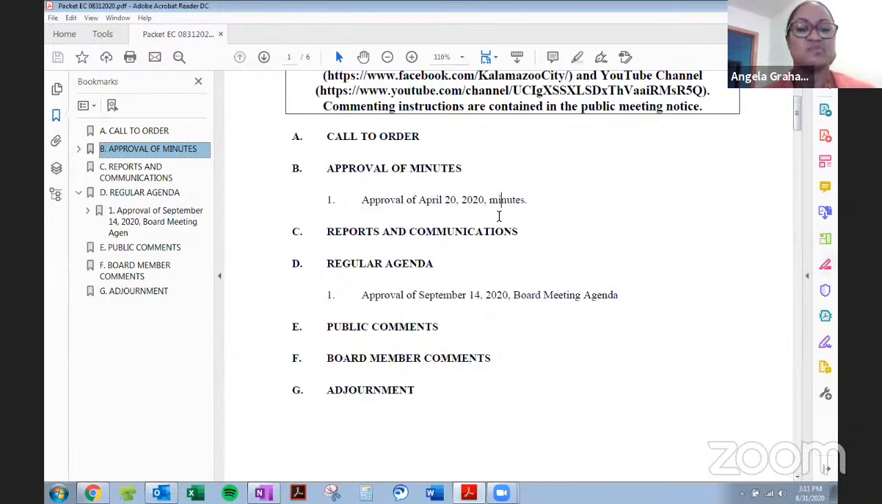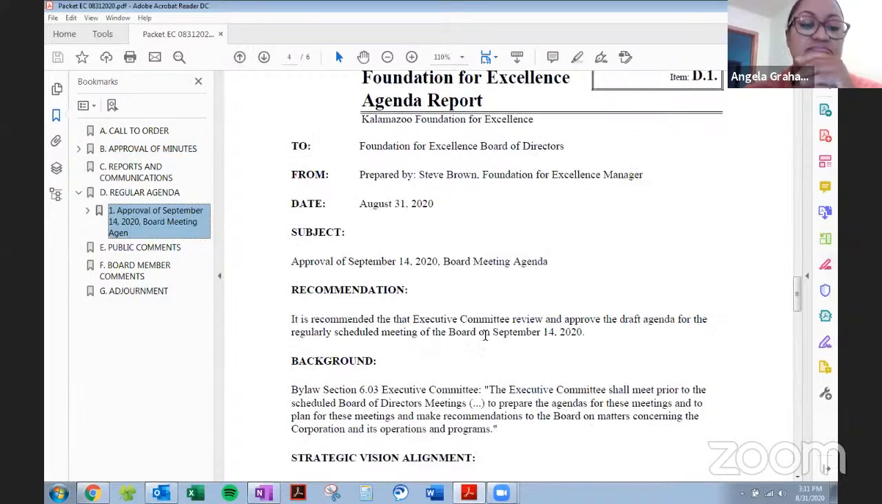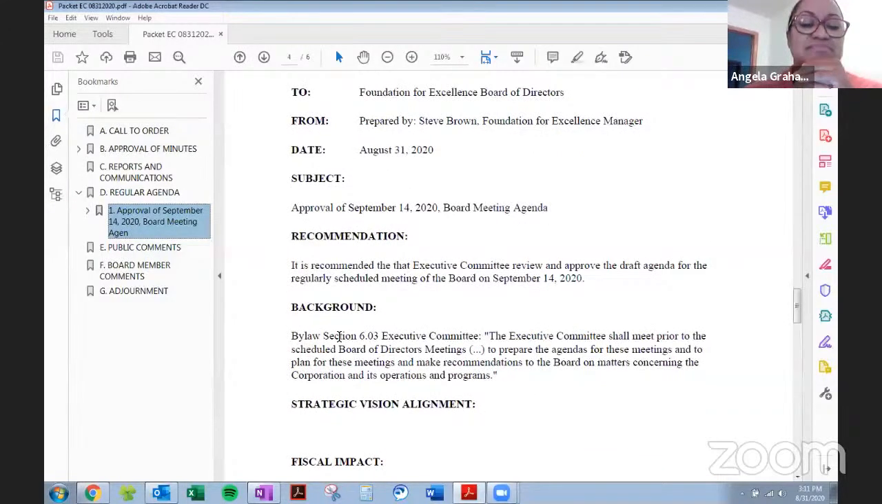And moving back to the agenda, we'll see that there are no reports and communications today, and we would go directly to D, which is regular agenda item 1, approval of the September 14th board meeting agenda, which I can click down to now. And per the bylaws, which are quoted here in the background, and as we've done in all our previous meetings for preparation for board meetings, the executive committee shall make the agenda. So we've drafted the current version that you'll see. We can discuss and have any comments or questions or changes needed. And then we would be looking for a motion to approve this for the September 14th meeting.